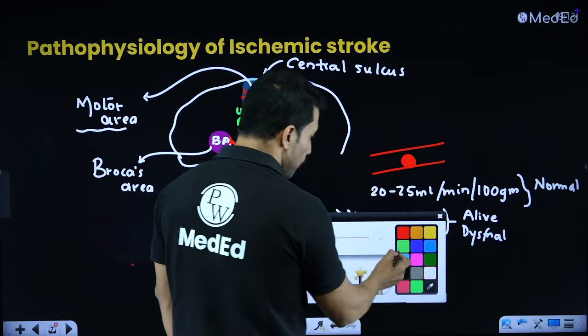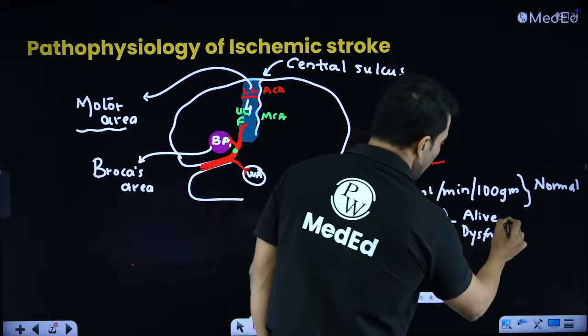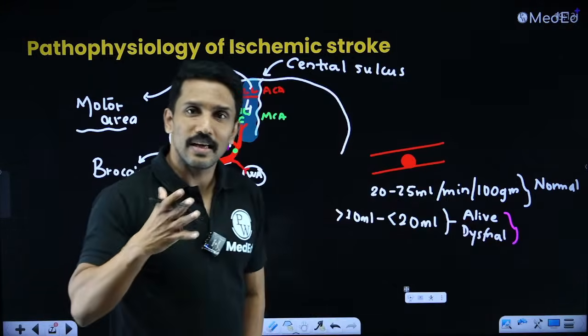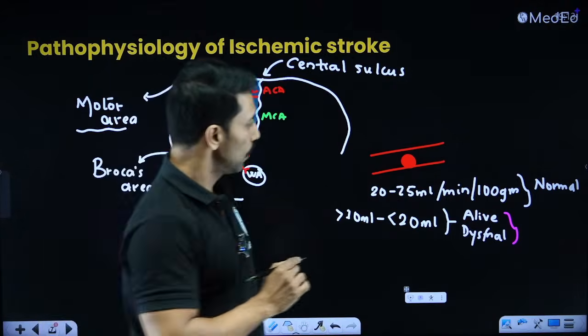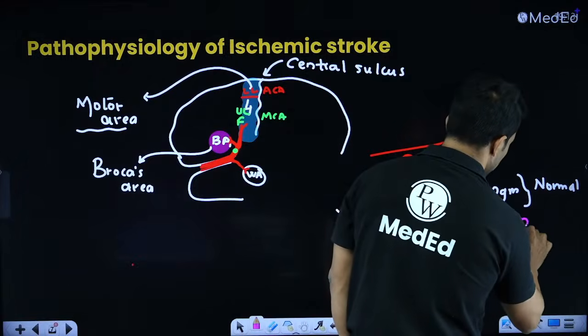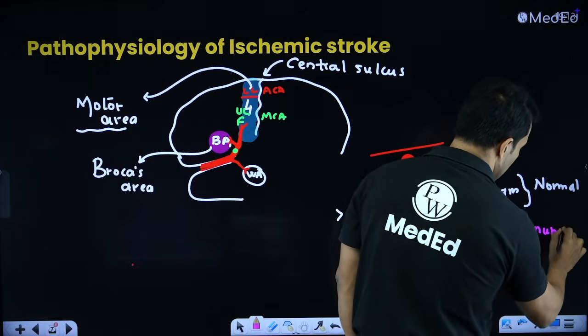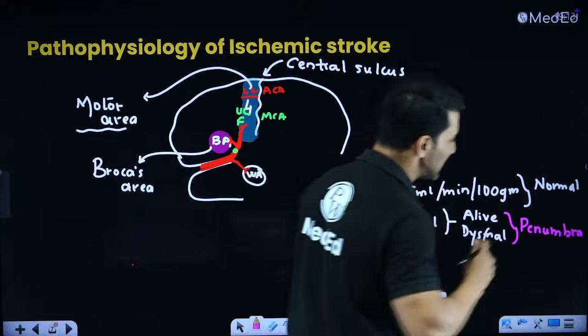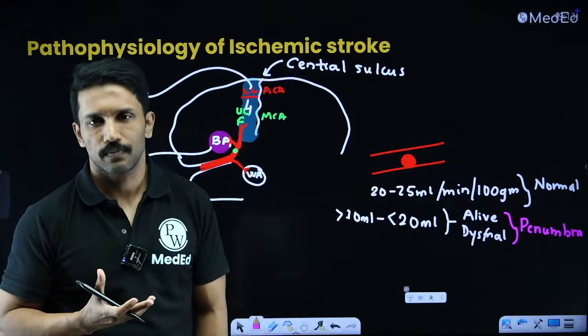So this area of the brain which is not getting sufficient blood supply to be functionally active but is still alive, we will call that area penumbra, or you can say ischemic penumbra.